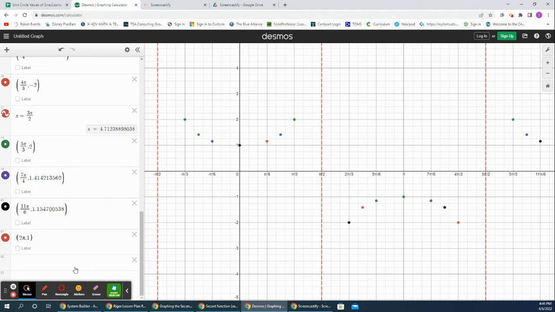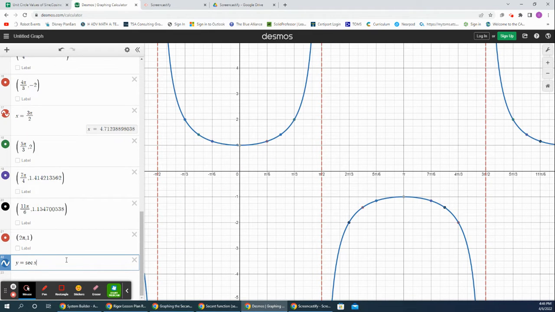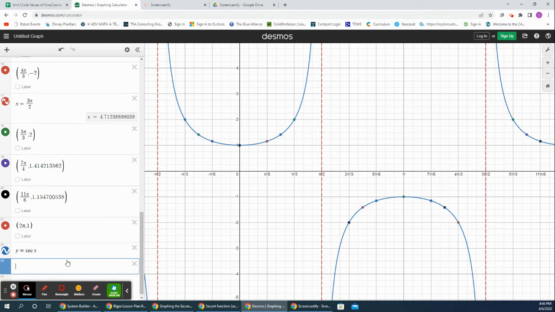And so what's the next step? The next step is we're going to come here to our new entry, and we're going to say y equals secant of x, and press enter. And let's see if indeed our points are on that graph of secant.